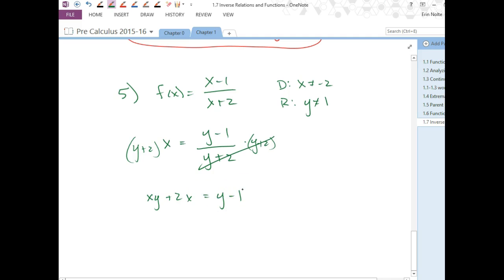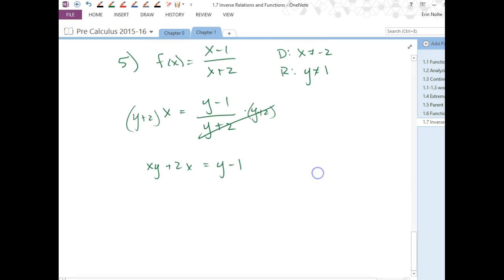Okay, remember I'm solving for which variable again? The y, so I need to get the y's all on one side. Times y minus 1 times y, because that's what eliminated this one and multiplied it to the other side, essentially. Right?